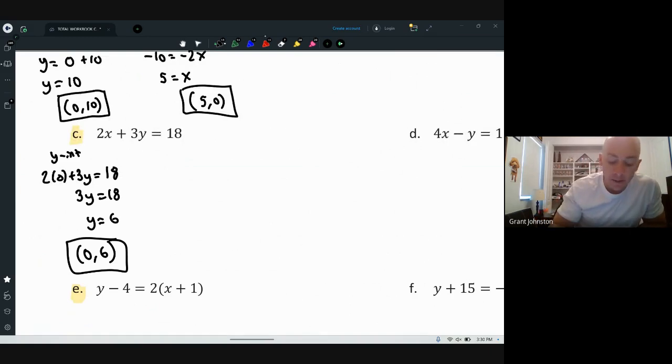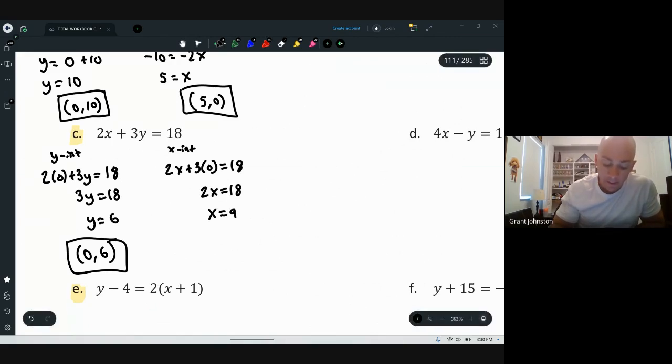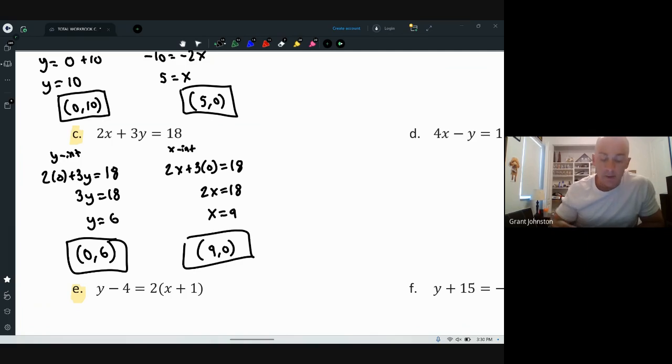For my x-intercept, substitute 0 in for y. 3 times 0 is 0, so I just have 2x equals 18. Divide by 2, x equals 9. So (9, 0) would be the x-intercept.